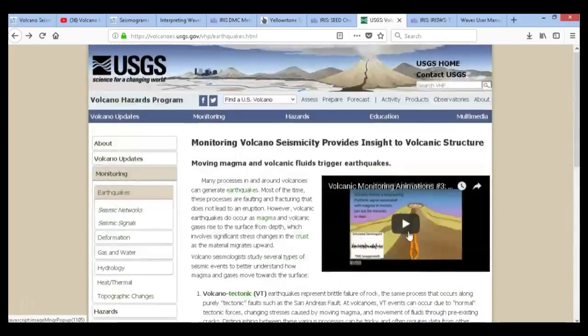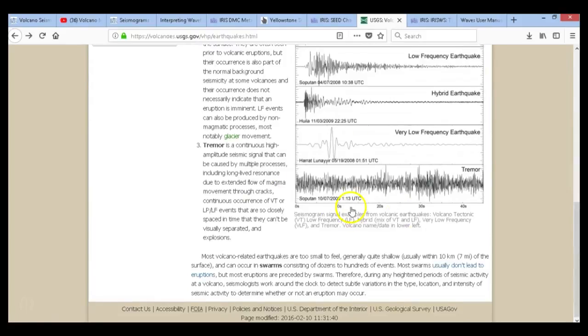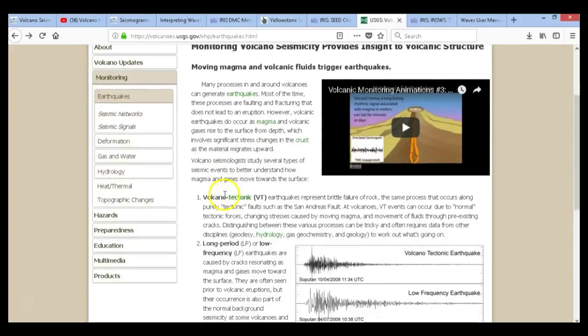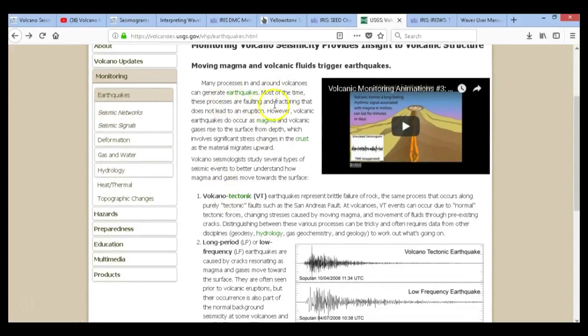Now I'm going to read this article real quick by USGS about the rest of the waveforms. Many processes in and around volcanoes can generate earthquakes. Most of the time, these processes are faulting and fracturing that does not lead to an eruption. However, volcanic earthquakes do occur as magma and volcanic gases rise to the surface from depth, which involves significant stress changes in the crust as the material migrates upward. See, that's what I said, but they said it better.